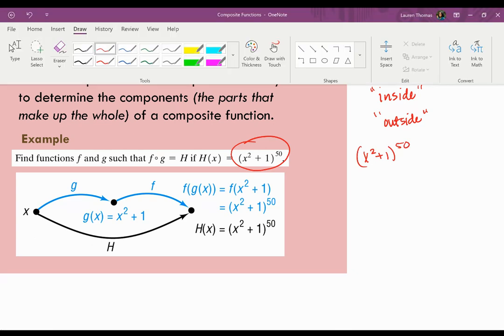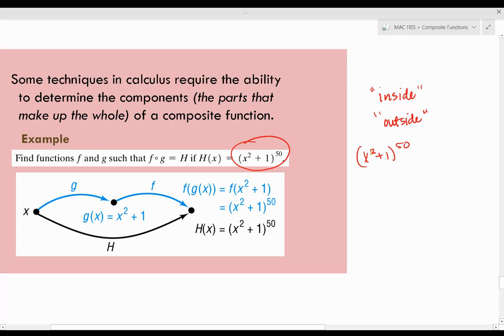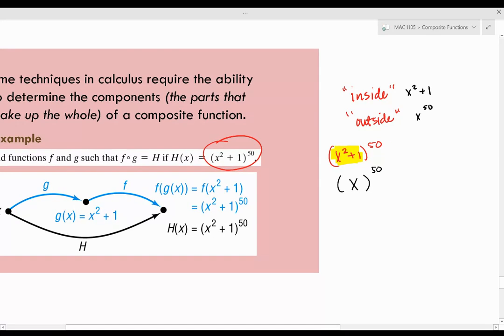At face value, this x squared plus 1 is sitting inside of parentheses. So I could call x squared plus 1 my inside function. If it's the inside, it has to be sitting inside of something. If I replace where that is with an x, it's sitting inside of x to the 50th power. That's my outside function. And since we're doing f composed of g, your inside function is your g of x, and your outside function is your f of x.